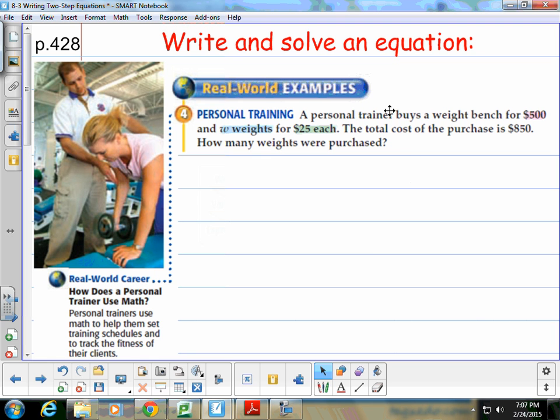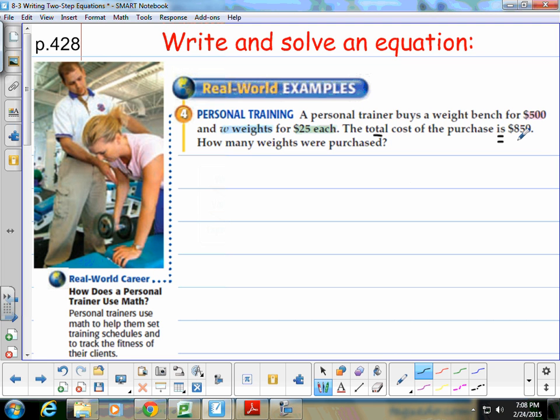And last little page, word problems. This is where you'll see it the most. So a personal trainer buys a weight bench for $500 and W for weights for $25 each. So the total cost of the purchase is $800.50. How many weights were purchased? Some keywords that I do see right away are is. We know that's our total. So something's going to add.